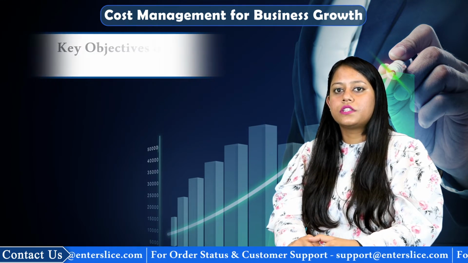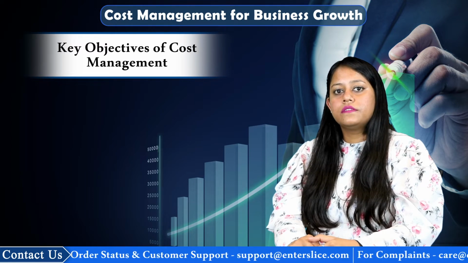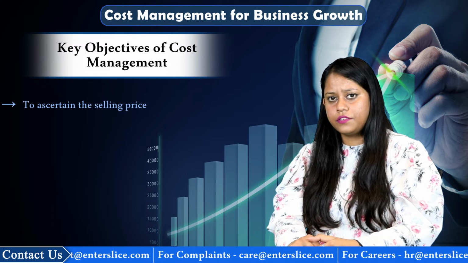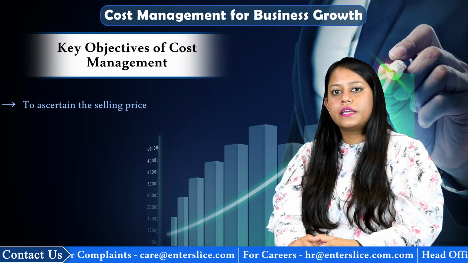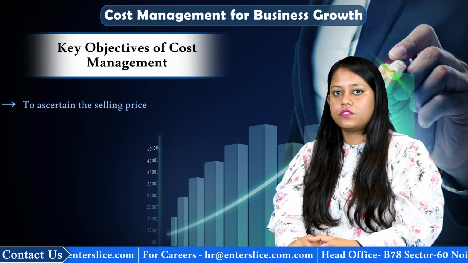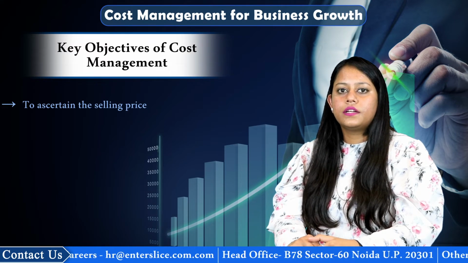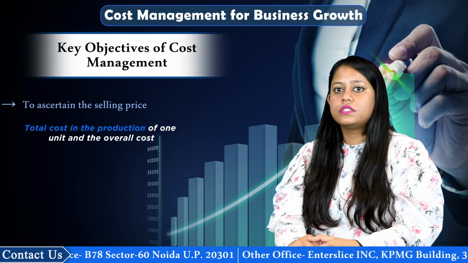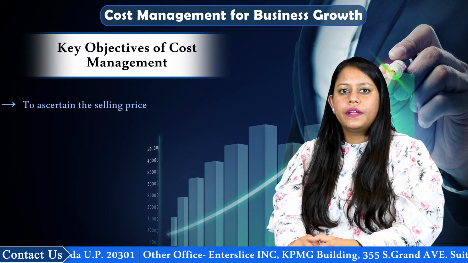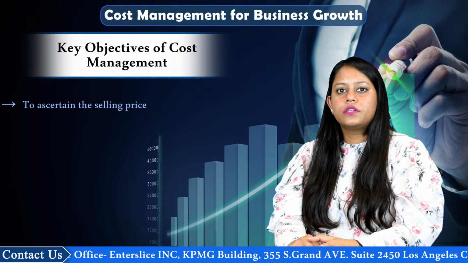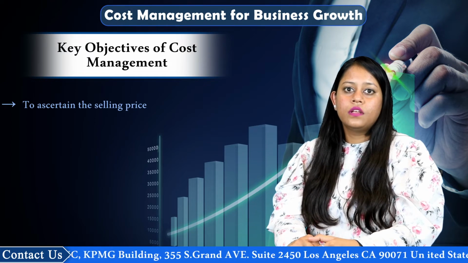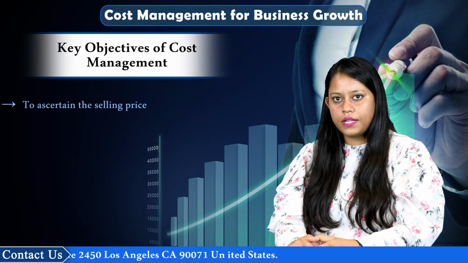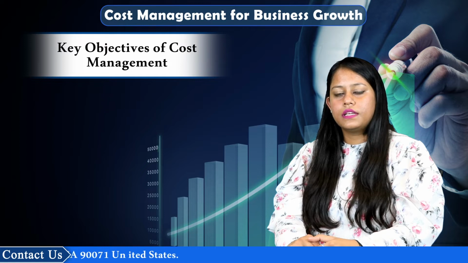Now come to the key objectives of cost management. First objective is to ascertain the selling price. The primary objective of cost management is to ascertain the cost of production and selling price of the product. Cost management allows us to determine the total cost in the production of one unit and the overall cost, which is then used in deciding the selling price of the product. It not only tells the overall cost of production but also the total cost of selling the product. Though there are several factors that are taken into consideration in determining the selling price, the cost of production of the product plays a major role.